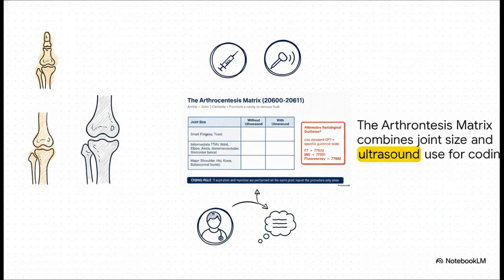And this is a perfect example of how the logic starts to get more layered. For something like draining a joint, a coder uses a matrix. They need to know 2 things. First, the size of the joint. Are we talking a small finger joint or a major joint like the hip? And second, did the doctor use ultrasound to guide them? The intersection of that row and column, that's what gives them the right code.